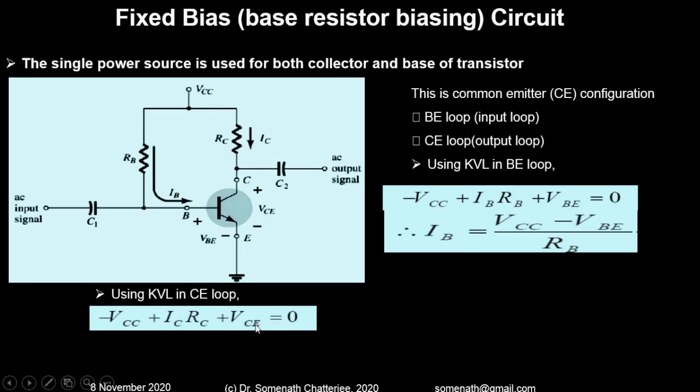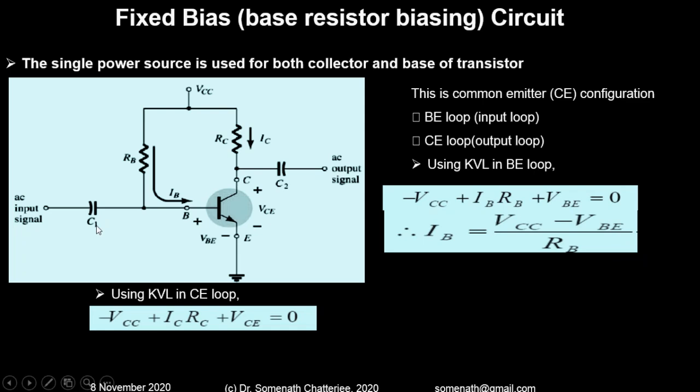So this will be equal. If I put it on this side, then minus VCC is equal to ICRC plus VCE. Okay, so you are understanding this. Now the question is, what is the role of C1 and C2?